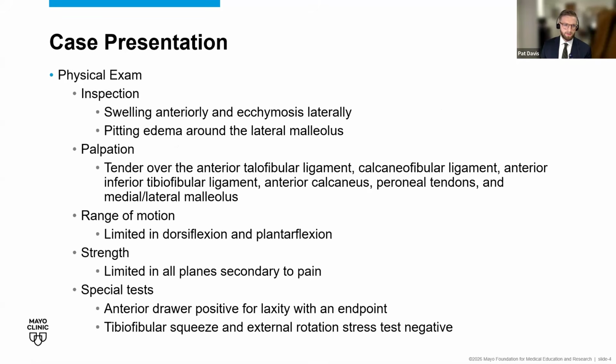As far as the physical exam is concerned, on inspection, there definitely was swelling anteriorly and ecchymosis laterally of the ankle, and there was pitting edema around the lateral malleolus. He was pretty tender to palpation throughout the ankle, but particularly over the ATFL, CFL, AITFL, the anterior calcaneus, the peroneal tendons, and the medial and lateral malleolus. His range of motion was somewhat limited in dorsiflexion and plantar flexion, most likely secondary to pain and swelling. His strength was also limited in all planes, secondary to pain. As far as special testing is concerned, his anterior drawer did reveal some laxity, but with a firm endpoint, and his tibiofibular squeeze and external rotation stress tests were negative.